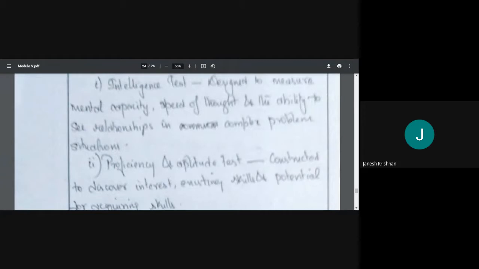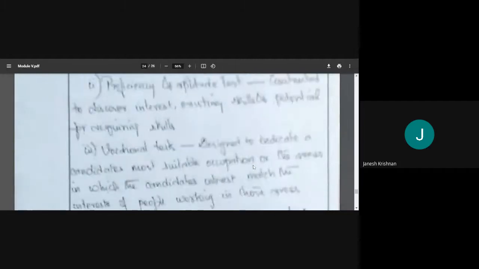The next type of test is the proficiency or aptitude test. This test is designed in such a manner that it discovers your interest. What is your interest? What are your existing skills? And how good are you at acquiring new skills? All these things are measured by this proficiency or aptitude test.